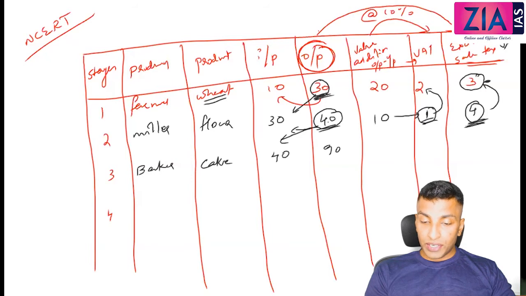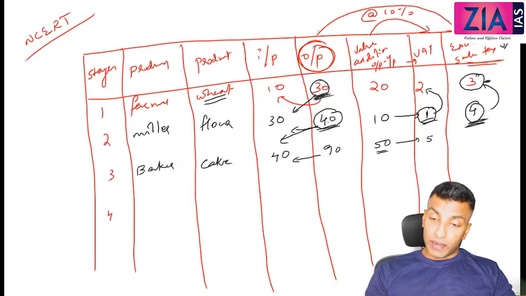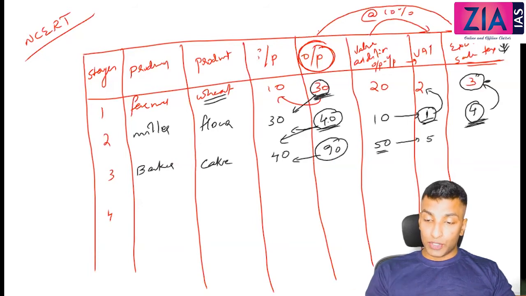So what is the value addition here? This difference is the value addition. 90 minus 40. What is that? 50 is the value addition. So what is VAT? VAT is upon this 50 value addition only, and that will be 5 rupee. But what about this case? The entire output will be taxed, so it will be 9 rupee. So you see here what the difference is.